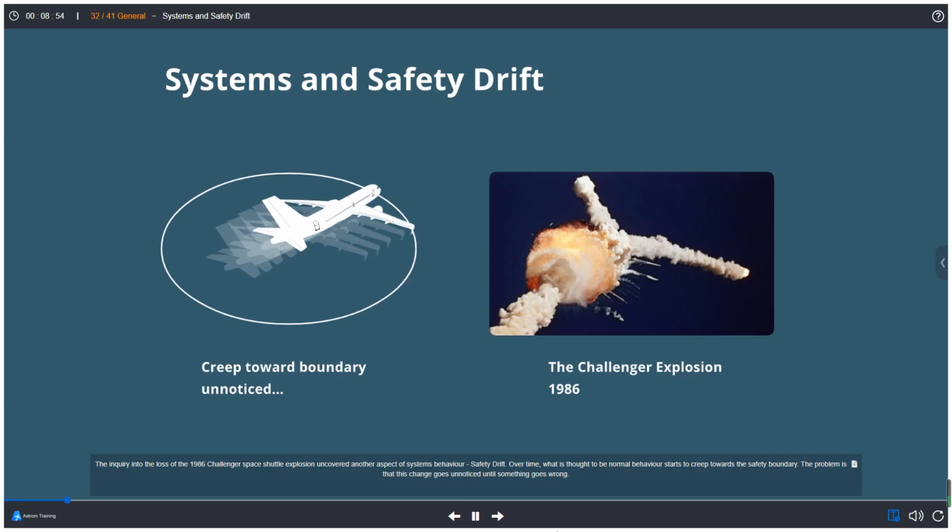The inquiry into the loss of the 1986 Challenger space shuttle explosion uncovered another aspect of systems behavior: safety drift. Over time, what is thought to be normal behavior starts to creep towards the safety boundary. The problem is that this change goes unnoticed until something goes wrong.